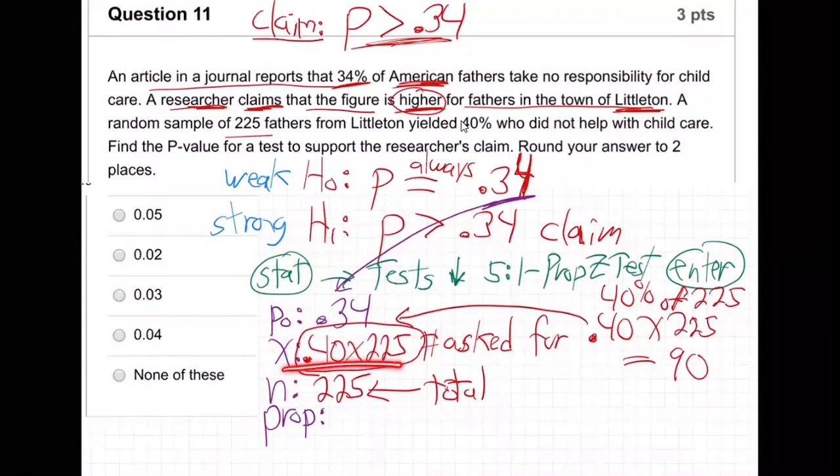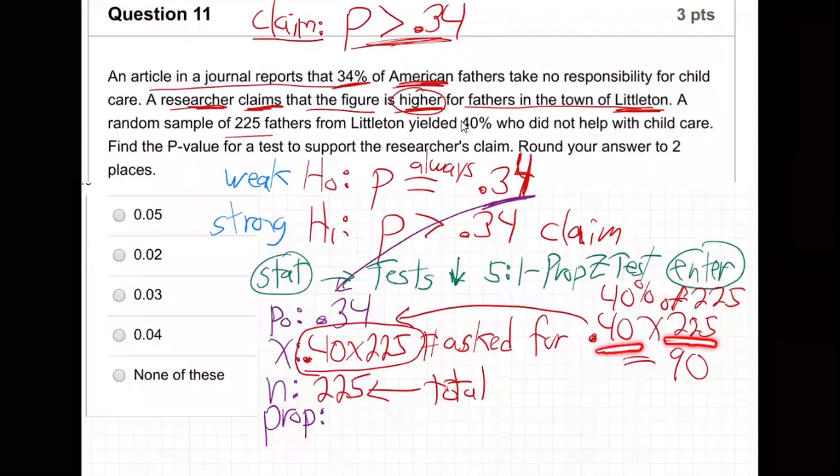Well, the X and the N are there for the sample. For the sample we did, X is the number that they're talking about. What are they talking about in this case? Dads who did not help with childcare. So out of 225 total dads in the study, the sample of 225 fathers from Littleton, 40% of that sample were dads who did not help with childcare. Well, how many is that?